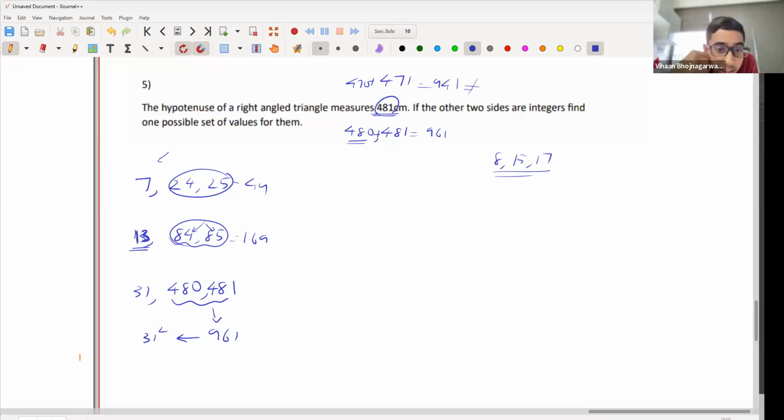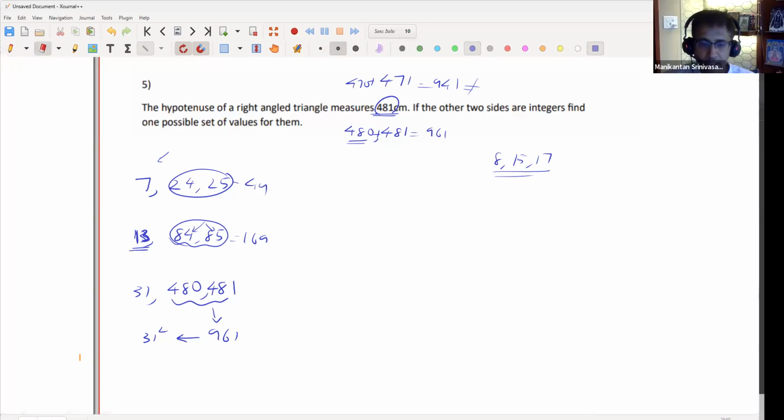Yeah, so that's what I did. I just added both of them. So I first took 482 and I added it with 481, realized that's not a perfect square. Then I did it with 480 and it worked out to be a perfect square. So I wrote 31 as well. Exactly. Now, what is this other one that you guys were asking?